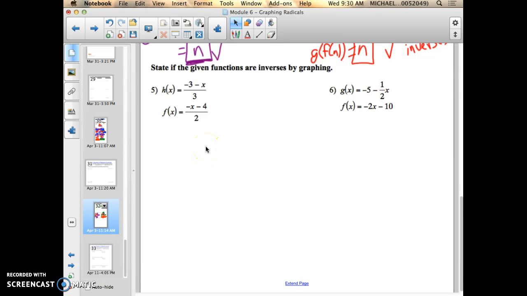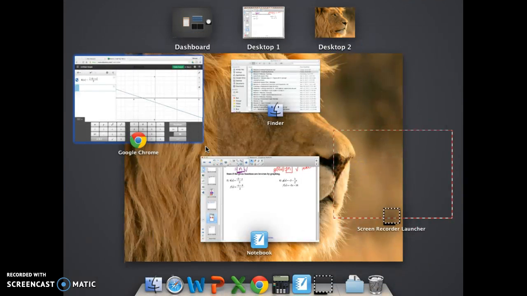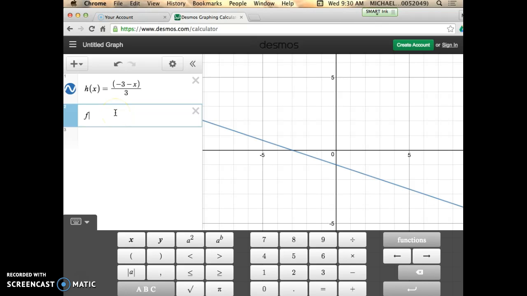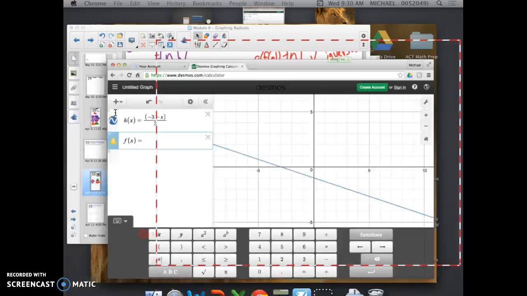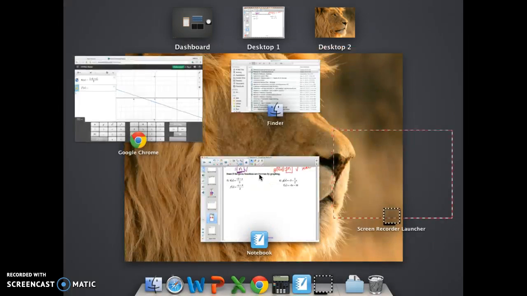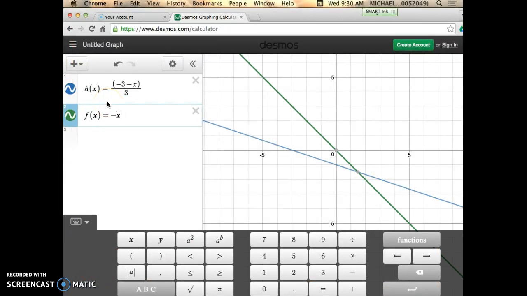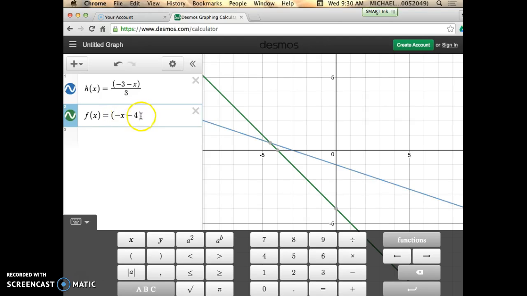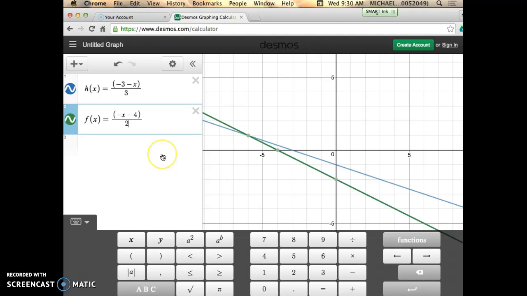Next function, f of x equals (-x minus 4) divided by 2. I don't have a very good memory: -x minus 4 divided by 2. -x minus 4, I got to put parentheses around that, divided by 2. So, I need to compare it about the line y equals x, alright?